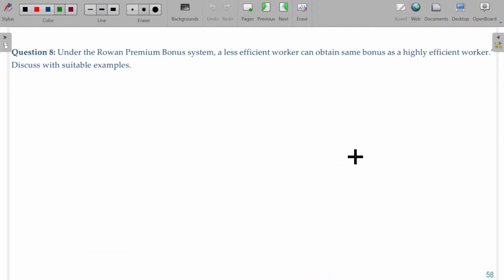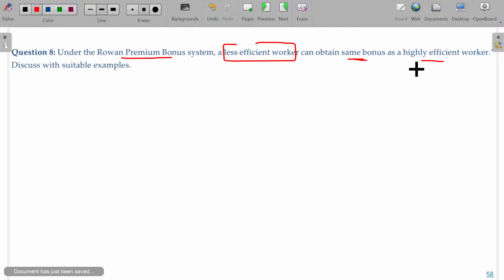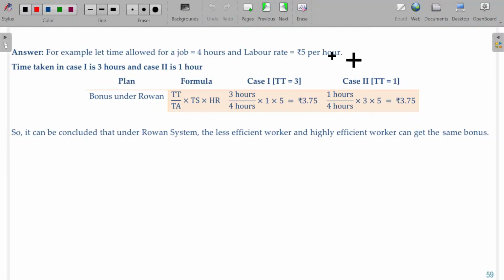Final one, under the Rowan premium bonus plan, a less efficient worker can obtain the same bonus as a highly efficient worker. Discuss with suitable example. Already I explained. The person who saved 50% time will get equal salary under Rowan and Halsey. If he saves only 30% time, then he gets more salary under Rowan. If he saves more time, then he gets more salary in Halsey. So answer is given there. You can go and compare this one.